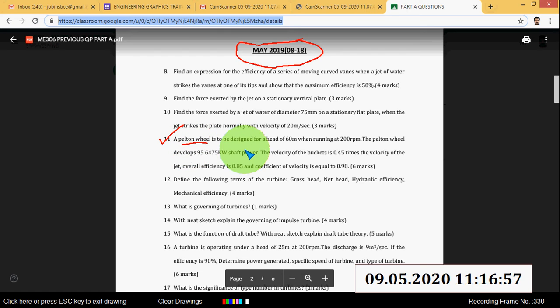A Pelton wheel is to be designed for a head of 60 meter. So head is given, it is 60 meter. When running at 200 rpm, the Pelton wheel develops 95.6475 kilowatt shaft power. The velocity of the buckets is 0.45 times the velocity of the jet. Then the overall efficiency is given 0.85 and coefficient of velocity is 0.8, and the marks of this problem is 6. Okay, we have to solve this problem.